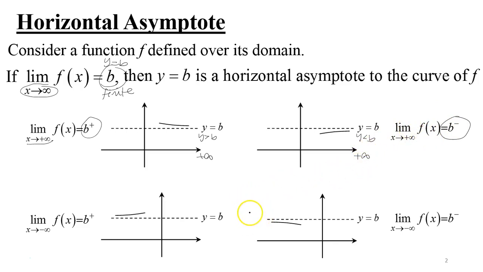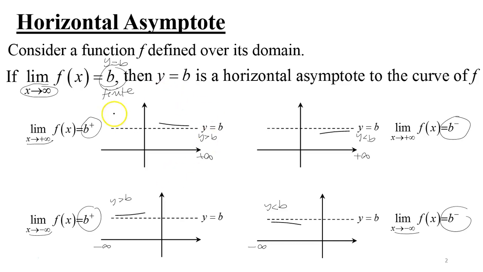Now, similarly, if we were finding the limit at negative infinity, if x is at negative infinity, then you'd notice that the curve would be approaching y equals b on the left side of the coordinate system. And again, if y is greater than b, if the curve is above the line y equals b, then the limit would be b plus. While if the curve is below the line y equals b, it means that y is smaller than b, so the limit would be b minus.